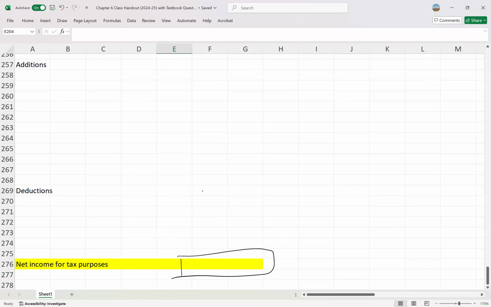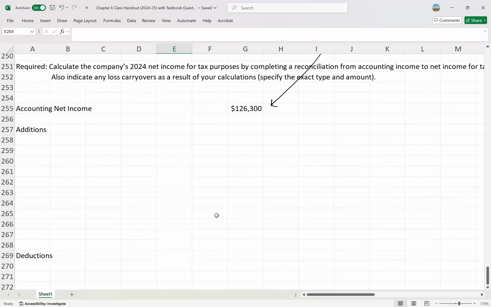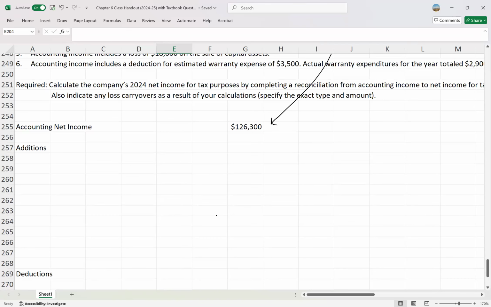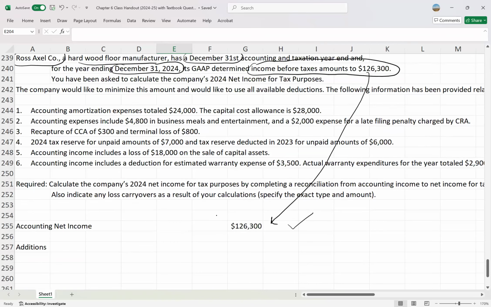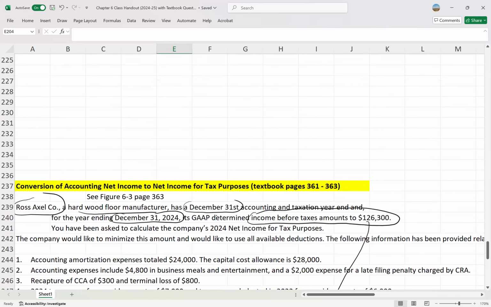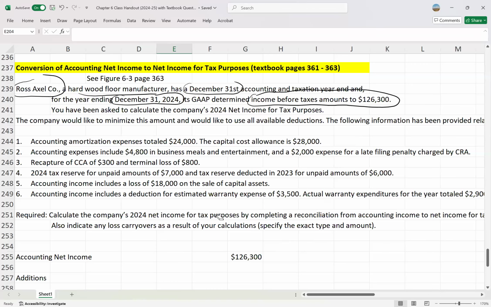Once again, a very common exercise that corporations have to do, because corporations will already have their accounting net income based on their income statement, and then they'll do these reconciling items to get to their income for tax purposes. So this will be a good way to look at, again, differences between accounting and tax. So the first one, let's look at the first item here. Item number 1, they deducted accounting amortization of $24,000.